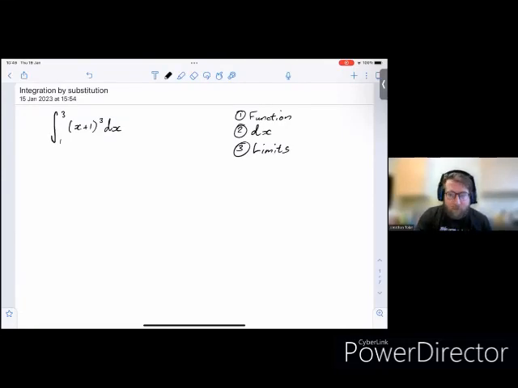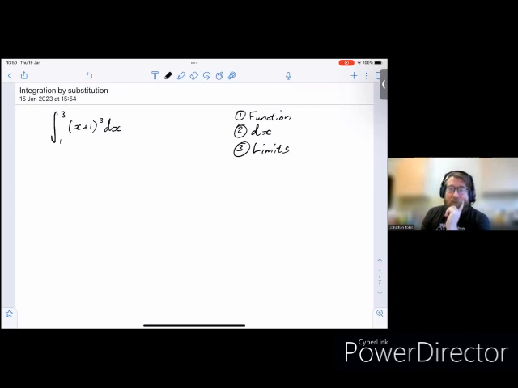Hello. Okay. One of the main techniques you see for integration in A level is this integration by substitution. So I've got a simple example here, which we don't actually have to use substitution for, but we're going to use it to see it in action.